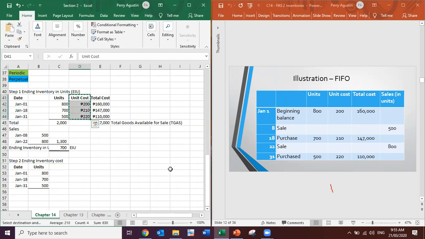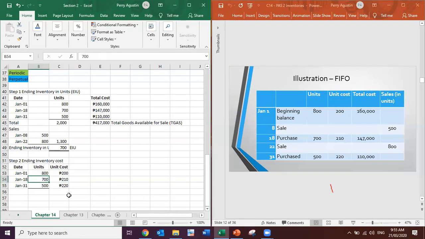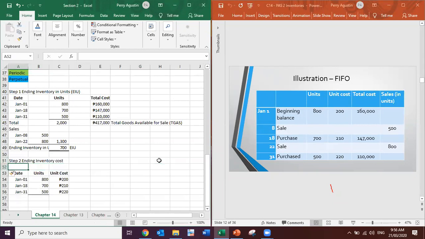So where did I get all this? So again, we got all this from our table. So we have January 1, 800 units, 200 pesos, that would be 160,000. And we have 700, 210, so that's 147,000. And we have 500 and 220, so that would be 110,000. But what we're going to do now is to analyze, all right? Remember, this is first in, first out, right? So this is FIFO, okay?